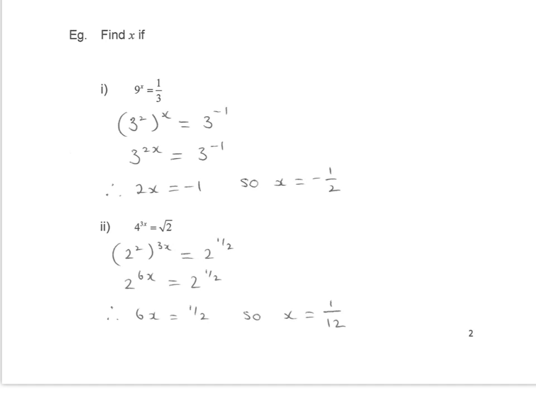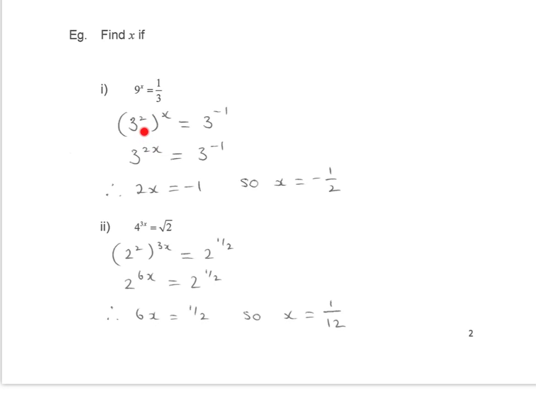Example 2. Okay, this time we're finding the unknown power x. So 9 to the power of x is equal to 1/3, and we're going to try and find out what that unknown power is. So first of all, we need to try and write both sides with the same base number. So 9 we know can be written as 3 squared, and 1/3 can be written as 3 to the power of minus 1, the negative power rule.